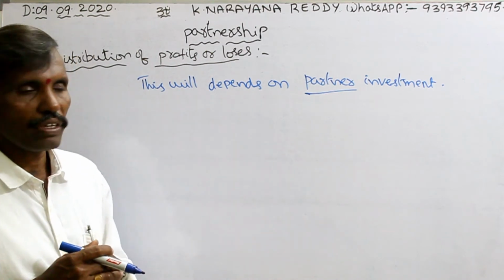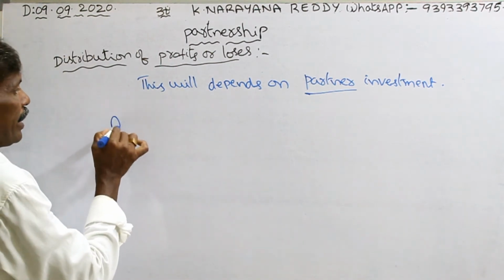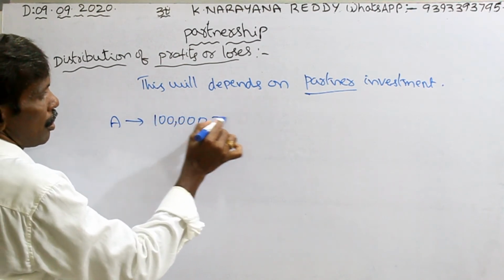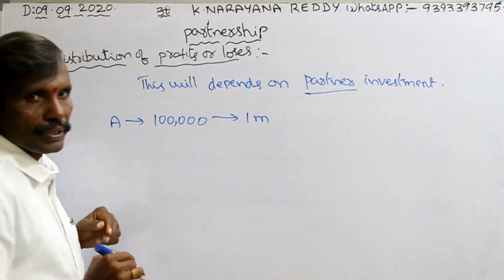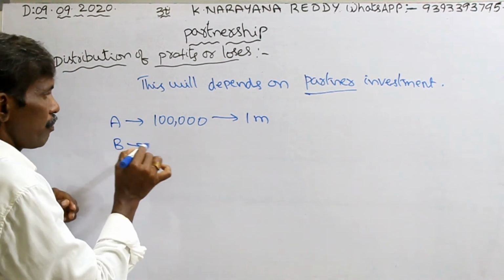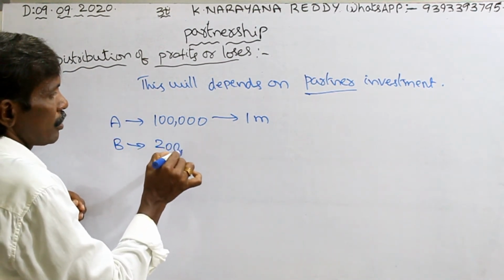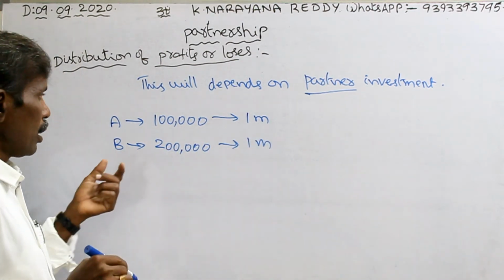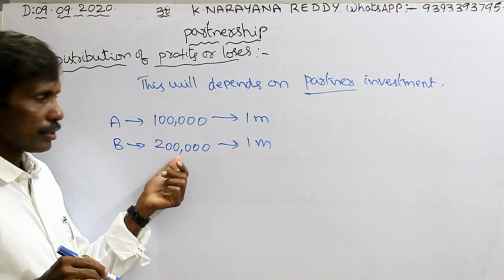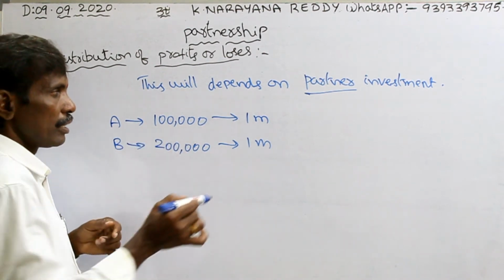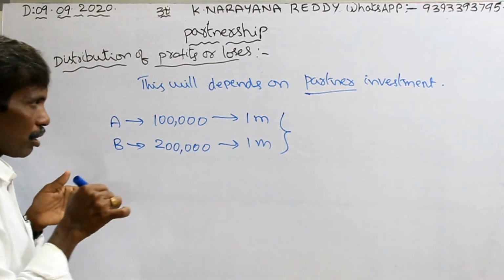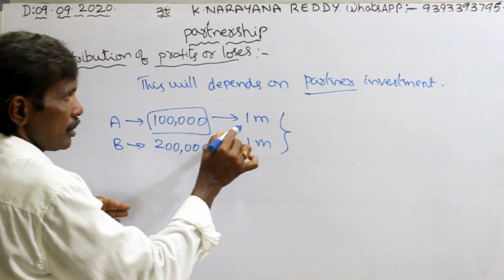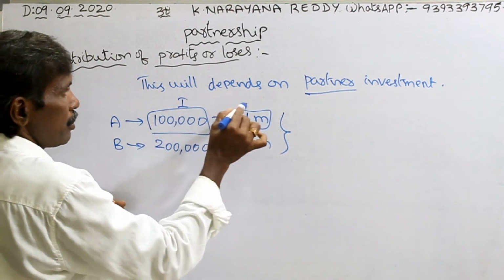Another person can invest, suppose A can invest 1 lakh for 1 month, and B can invest 2 lakh for 1 month. That means here B's investment is 2 lakhs, A's investment is 1 lakh. So profit or loss depends on this investment and this time period.